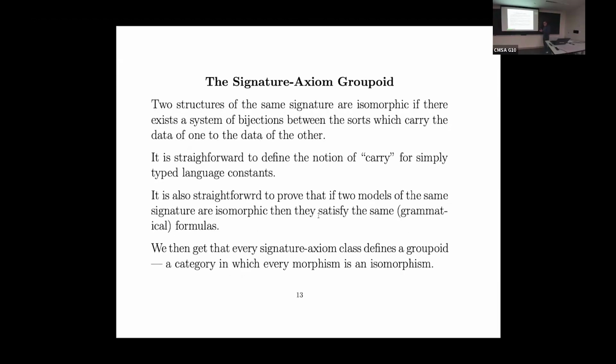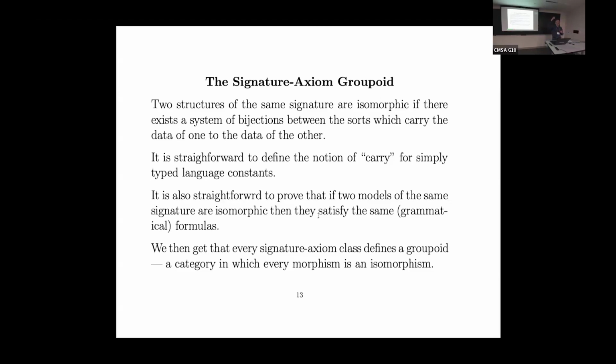And any signature axiom class, so we're using type theory as a foundation for mathematics, defined this way by a signature and axioms, defines a groupoid. It gives you a notion of isomorphism between the objects, right? An isomorphism between the objects is a bijection. I have two objects in this class. They both interpret the same sorts. They're going to be isomorphic if there's a bijection between sort A here and sort A there, and sort B here and sort B there, a bijection between the sorts that carries the data of one. What do I mean by the data? I mean the interpretation of the symbols of the language.